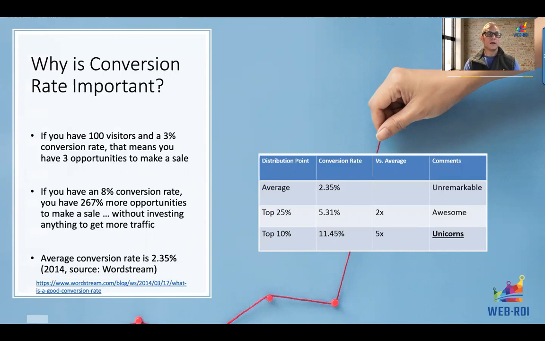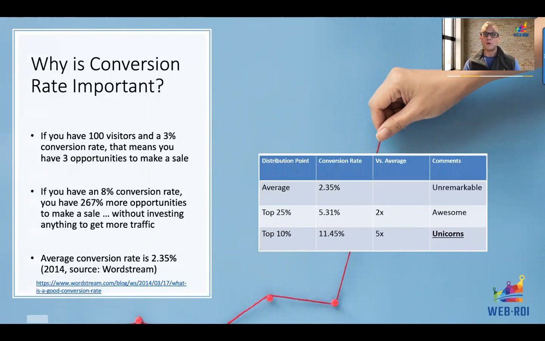Why is it important? I've illustrated it here. For example, if you have 100 visitors to your website and your website converts 3% of those visitors into leads or opportunities, that means that out of 100 visitors, you're going to get 3 kicks at the can, if you will. If you have an 8% conversion rate, on the other hand, you're going to have a 267% increase. That's how many more opportunities you'll get because you get 8 instead of 3 leads, and that's a 267% improvement just by making some improvements to your website.